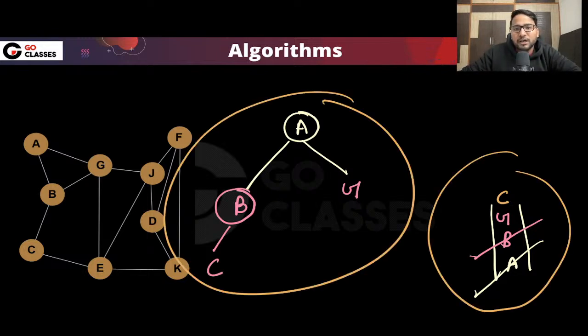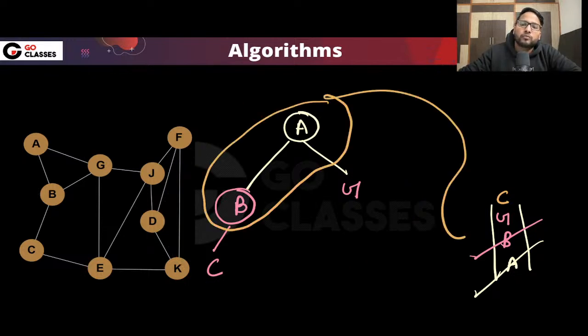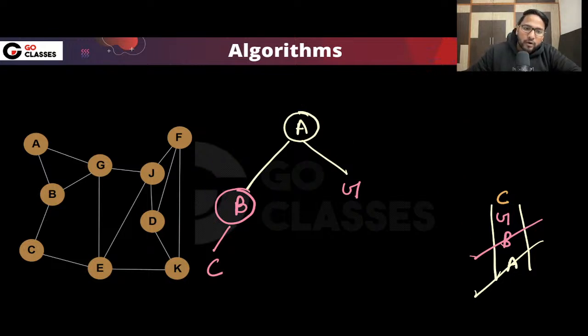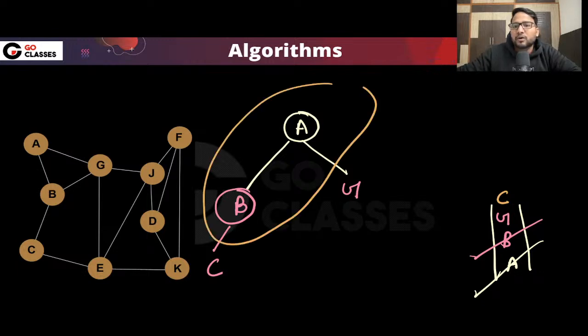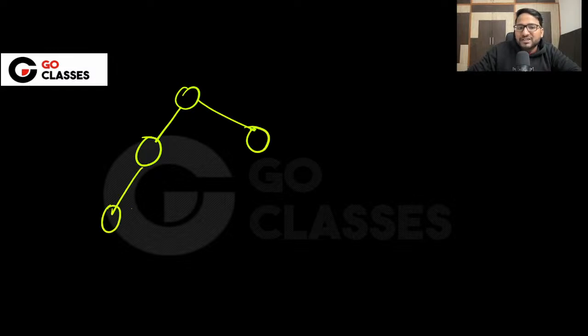If I tell you the partial state and then ask you about the queue, observe one thing: the internal nodes must have been popped out from the queue. These are the internal nodes, and they must have been popped out. Why? Can anyone tell me why? Let's suppose this is some partial BFS tree that I have.